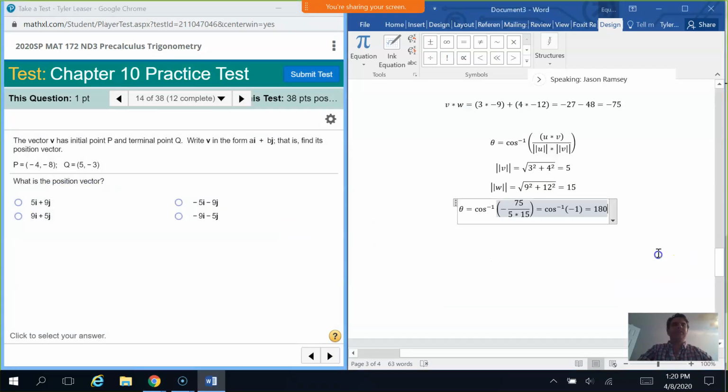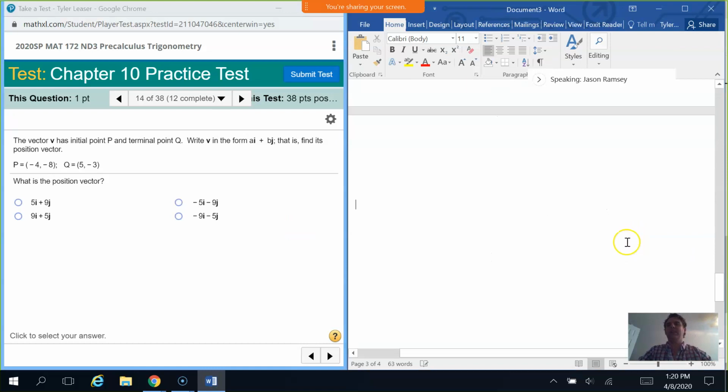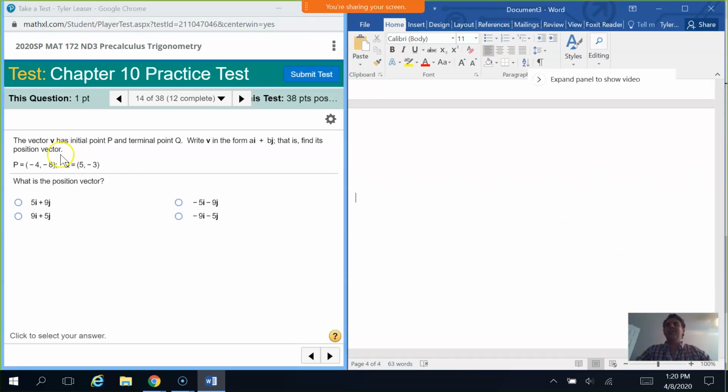All right. The next one here. We did one similar to this before. The vector V has initial point P and Q. So it's just going from P to Q. To go from negative 4 to positive 5, I have to go 9 units in the positive direction. 9, 5. And then from negative 8 to negative 3, 5 units in the positive direction. Okay.